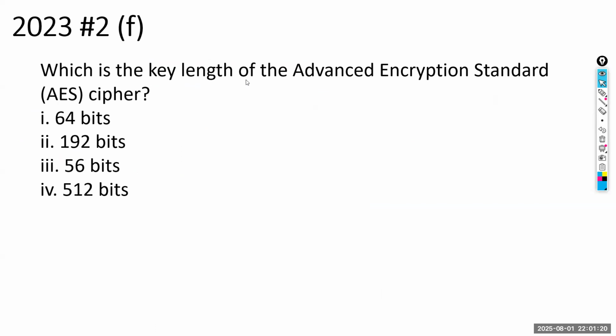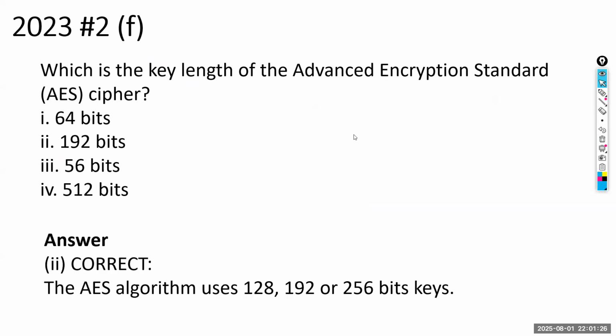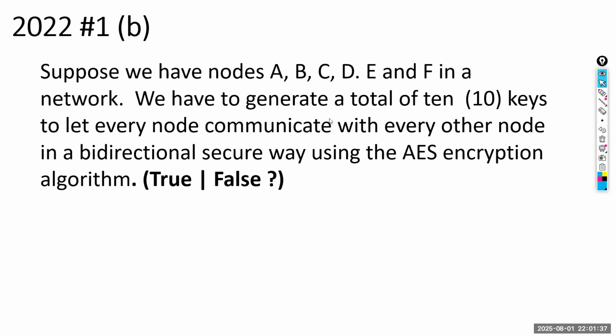Which is the key length of the Advanced Encryption Standard? So that of course is from your notes, right? So you need to remember that. There are actually three sizes: 128, 192, 256. Out of these, 192 is in your answers. So therefore, the answer is the second one. Okay. Right. So then 2022.